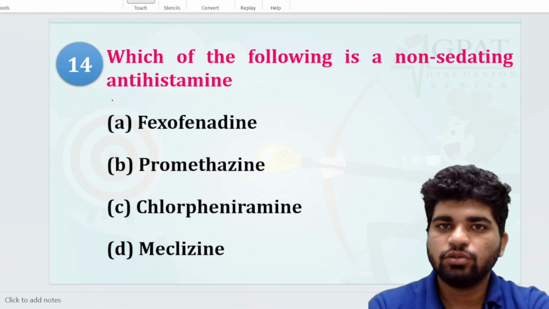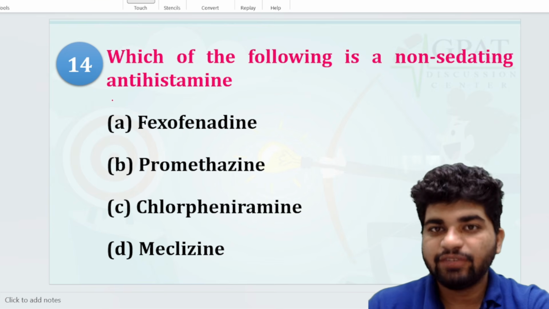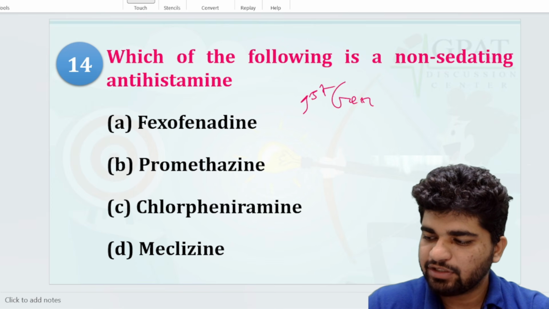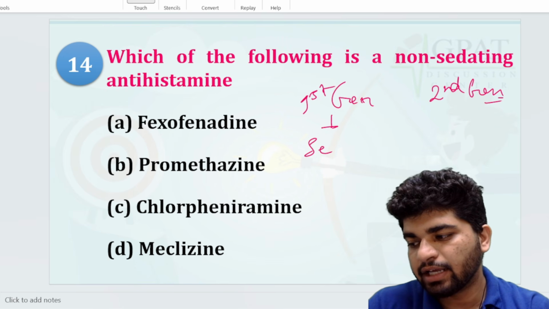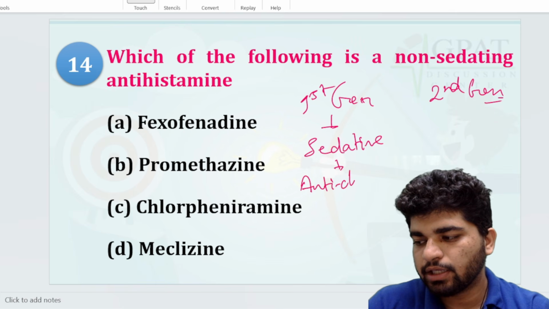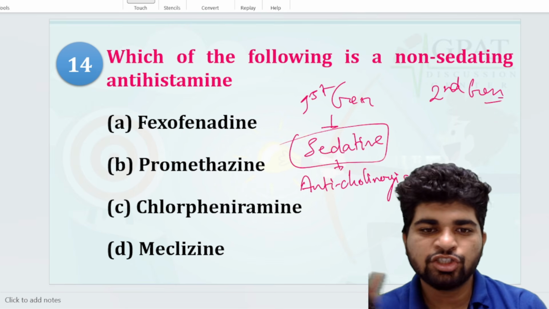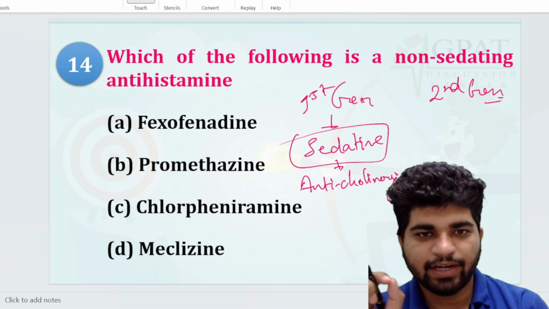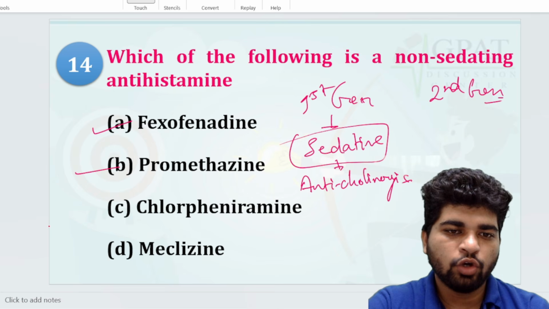Now, which of the following is a non-sedating antihistaminic? That's an H1 antihistaminic to be precise, right? In H1 antihistaminics, we have two generations: first generation as well as second generation. First generation are considered sedative because they have anticholinergic property. But second generation doesn't have any sedating effect. So out of these four options, which one is correct? Is it fexofenadine, promethazine, chlorpheniramine, or meclizine?